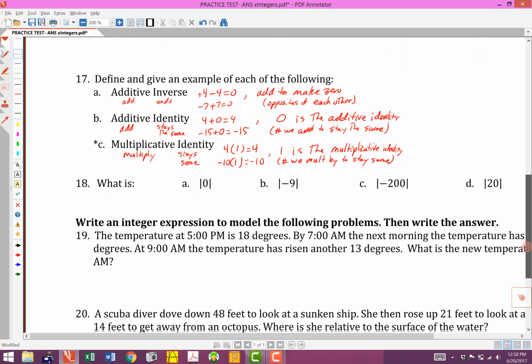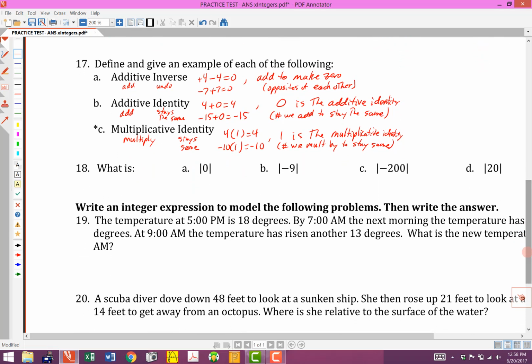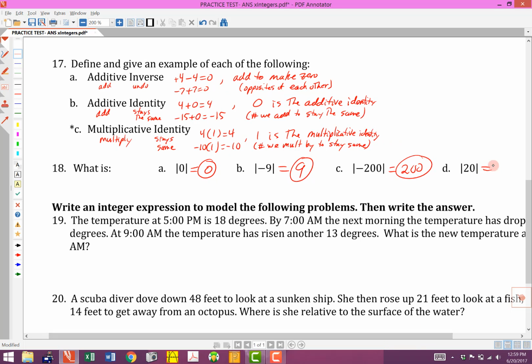We haven't done these in a while, haven't done a whole bunch of these, but this is just absolute value. And the question here is, how far are each one of these numbers from 0? Because remember, that's what absolute value is. It represents the distance from 0. So this is literally asking, how far is 0 from 0? 0. How far is negative 9 from 0? 9. How far is negative 200 from 0? 200. And how far is 20 from 0? 20.